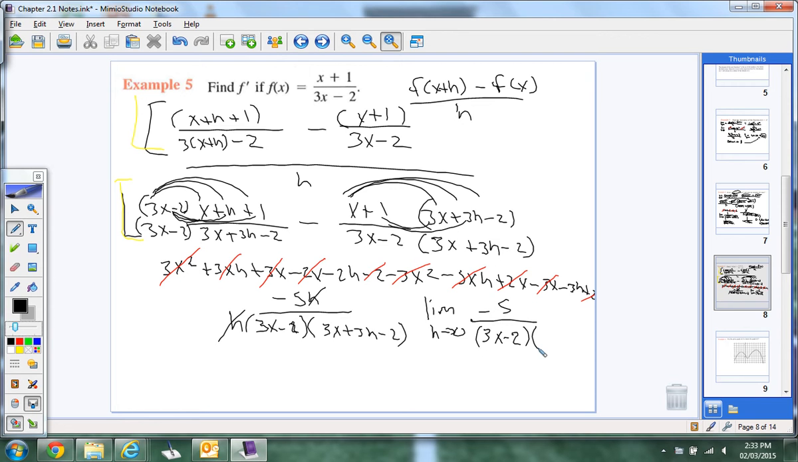It will be. You're right, because the h will go away, right? I'm just not doing that part yet. 3x plus 3h minus 2. And then like Morgan just said, this h, when I put the 0 in, will go away. So it will be negative 5 over (3x minus 2) squared. Because this h right here will go away, and that's 3x, this is the minus 2, right there. So that is what the derivative of this guy is.